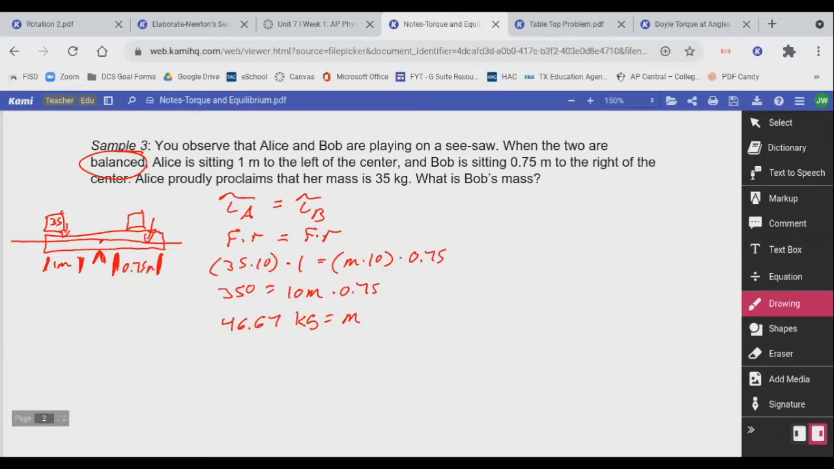Okay, it's a very straightforward problem. I want to make sure we're really comfortable with it. I'm about to scroll to the next one, which isn't terribly unusual, but it's going to have a couple of points along the way. So torques increase the further you are from the axis of rotation.